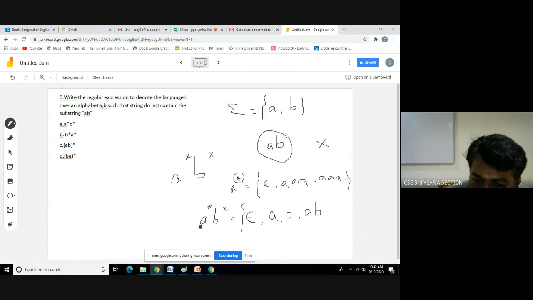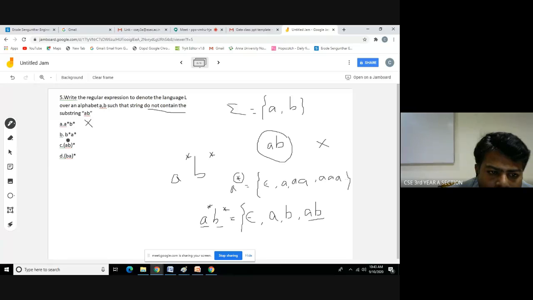Because the first string is a, definitely a can be followed by b, right? Once you start the string with a, it can be followed by b. So here I got AB as a substring. So definitely the first option is not the correct answer. Why? Because from the a star, b star language I got the substring AB, but the condition is not to contain the substring AB. So the first option is wrong.